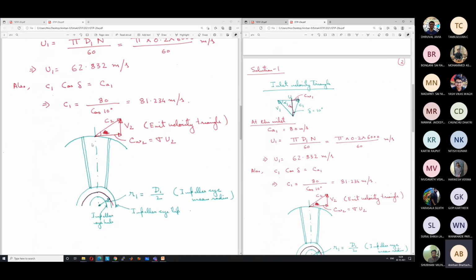So the exit velocity triangle, the inlet was here, right? This was the inlet. Mean diameter d1 by 2 is the mean radius, impeller eye mean radius. So from here the flow goes here and goes out. Because nothing is mentioned about vane angle, we will assume it goes out straight, radially, at a velocity v2. Okay, and the blade velocity here is U2, and CW2 is slip factor into U2, and C2 is the actual velocity, which we do not know. It will depend on the angle.